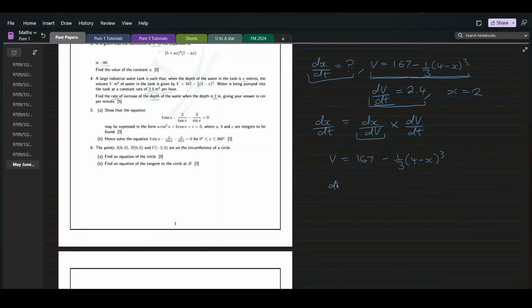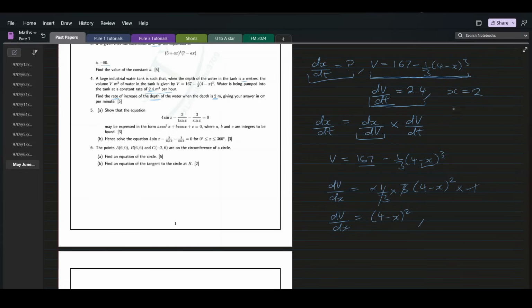Let's differentiate to get dV/dx. dV/dx is equal to, this is a constant, so it disappears. Negative 1/3, bring down the 3 times 3, and that's (4 minus x) to the power 2. And if you differentiate negative x, you get negative 1, so multiply by a negative 1. So that means dV/dx is equal to, the 3 and the 1/3 will cancel out, and the negative sign and the negative 1 cancel out. So we have (4 minus x) squared remaining.